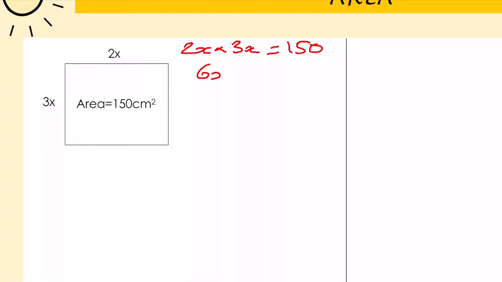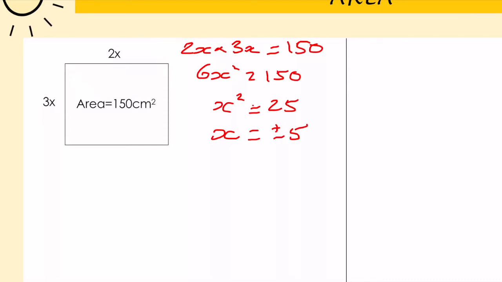Simplify that down. 6x squared gives you 150. Divide by 6 on both sides. Okay, nice way to divide by 6: divide by 3, then divide by 2. A bit easier. Now we've got a simple quadratic, x squared equals 25, x equals plus or minus 5. No factorising needed if it's this simple.